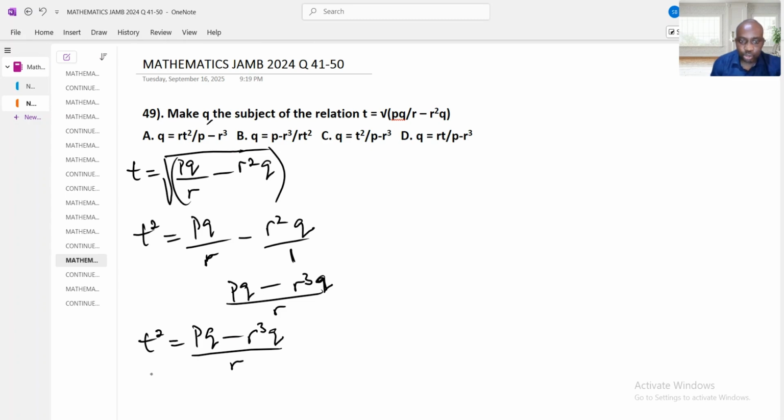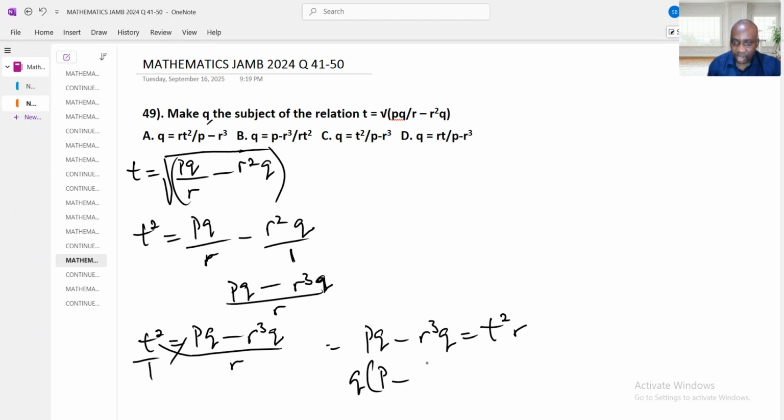The next thing we are going to do is to cross multiply: T raised to power 2 multiplied by R. PQ minus R raised to power 3 Q times 1 is going to give me PQ minus R raised to power 3 Q equals T raised to power 2 times R, which gives me T raised to power 2 R. The next thing is to factorize. I'll factorize out Q, because Q is the subject of our formula, so that the Q will stand alone. We have P left here, and R raised to power 3 left here.